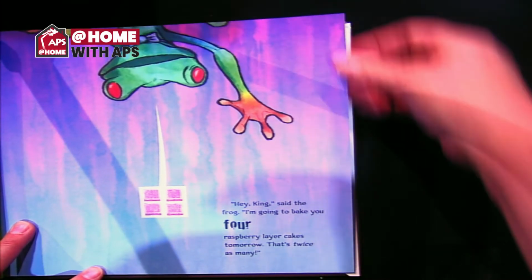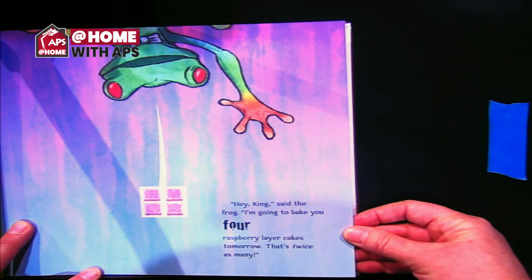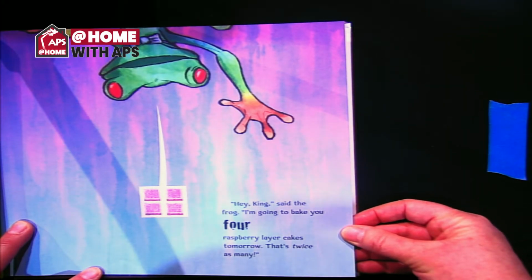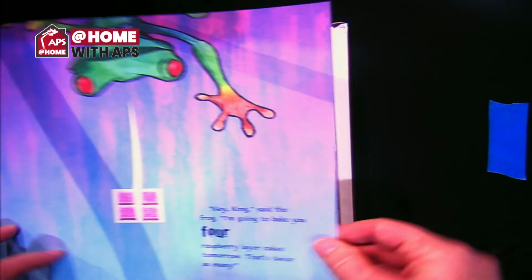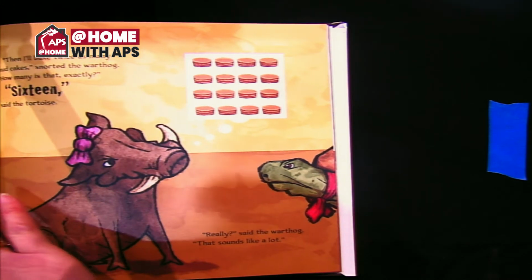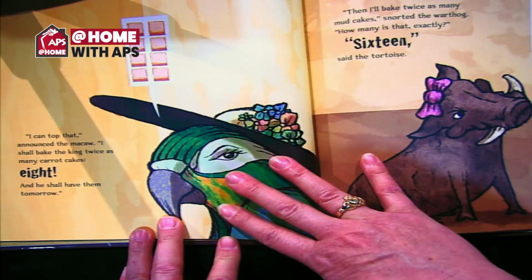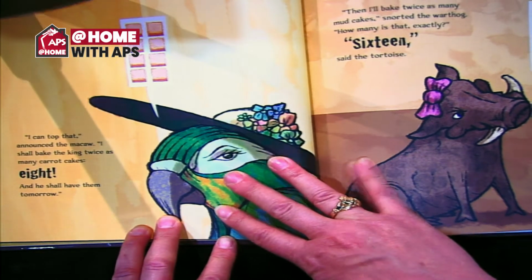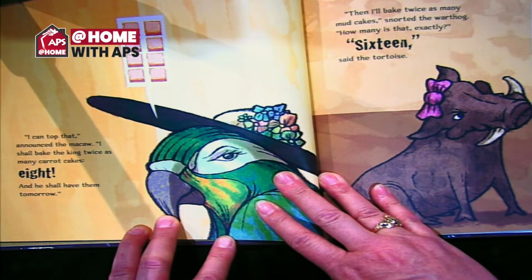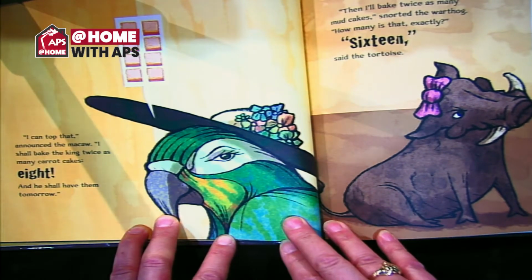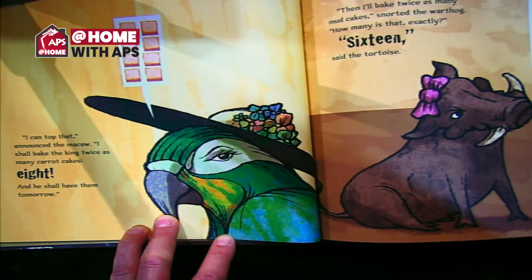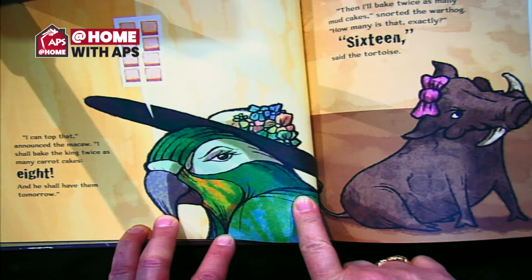Hey, king, said the frog. I'm going to bake you 4 raspberry layer cakes tomorrow. That's twice as many. Well, I can top that, announced the macaw. I shall bake the king twice as many carrot cakes. What's twice as many as 4? 8. And he shall have them tomorrow.